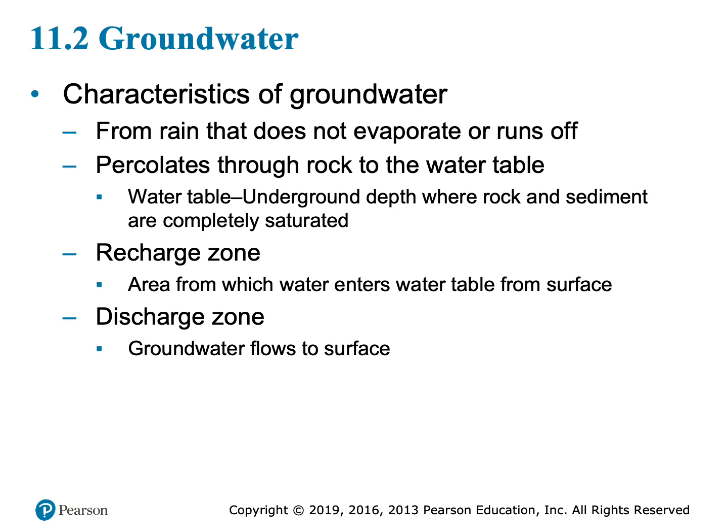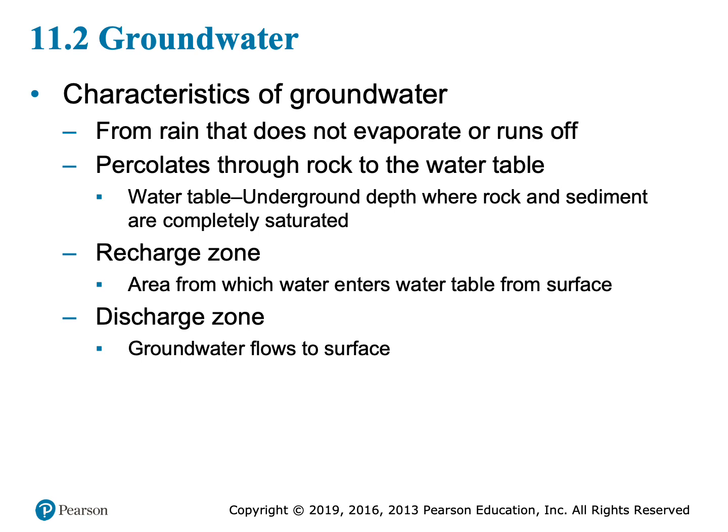The water table is the underground depth where your rock and your sediment are completely saturated with water, and that's called your water table. An aquifer is the saturated zone of water beneath the water table from which water can be extracted. So numbers 1 and 2 in your notes underneath characteristics of groundwater really tell you what a water table is and what an aquifer is.